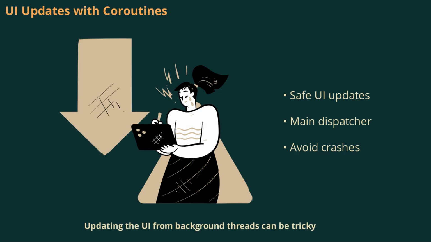Updating the UI from background threads can be tricky, but coroutines make it straightforward. By using the main dispatcher, you can safely update views and interact with the user interface from your coroutines. This ensures your app remains responsive and avoids common pitfalls like crashes or inconsistent state.